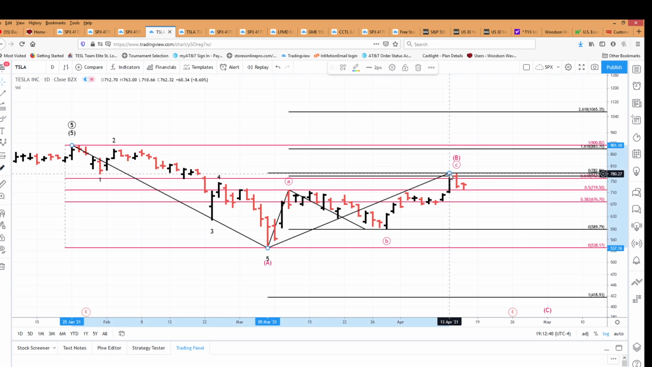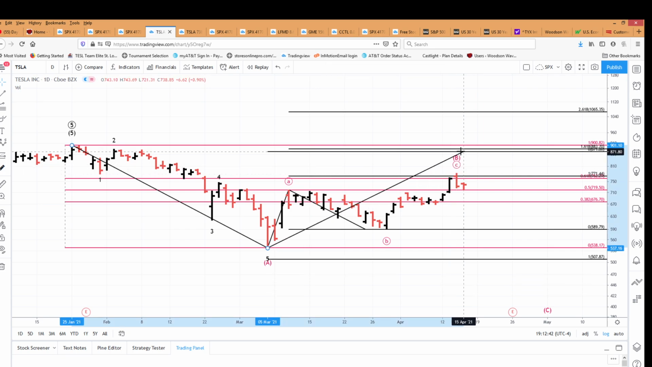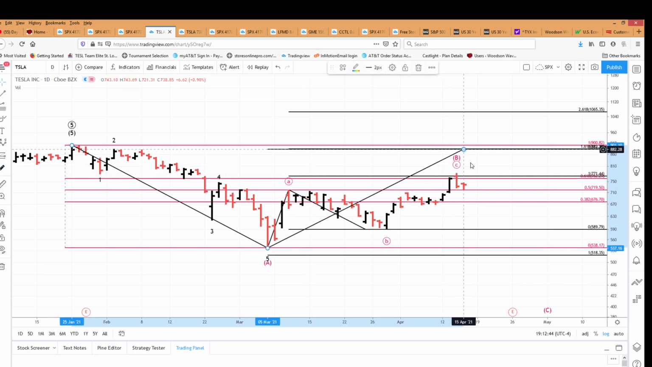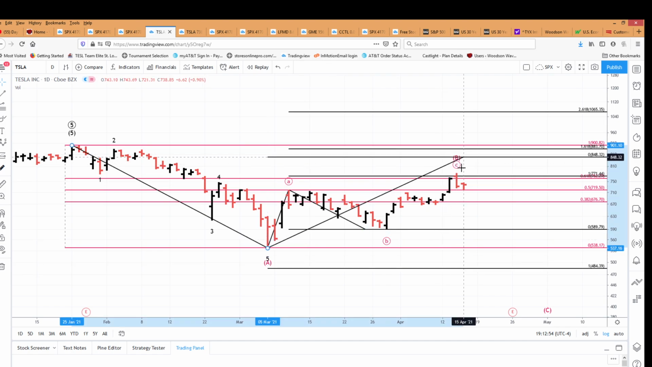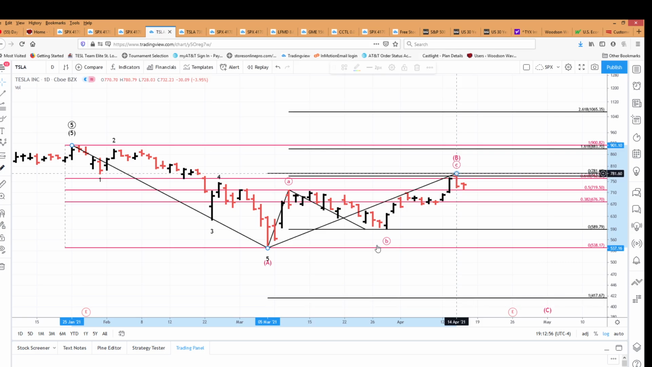If it goes higher, well, let's just do it. Let's see if it goes to the 1618, which is 883. That would give us just under that low. It'd be a 518, and this one was 539. So we're looking at a 3-wave correction, A, B, and C in Tesla.